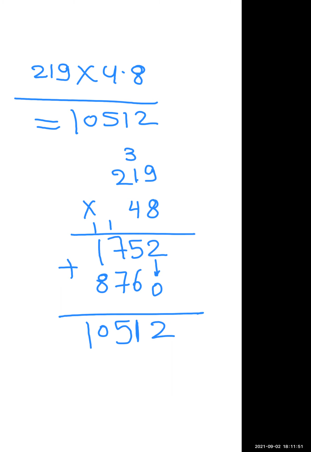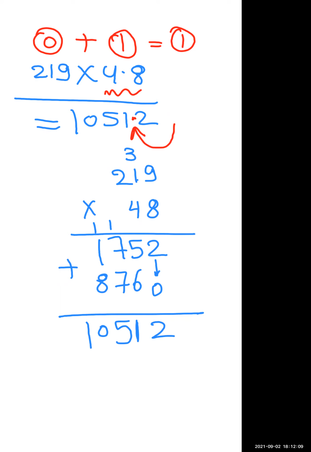Okay, get back to your decimal point. How many decimal places do we have here? Only one. So 1 decimal place, 0 decimal places, 1 plus 0 equals 1 decimal place. So the answer will be 1051.2. Okay, now is it clear, guys? Okay, great.